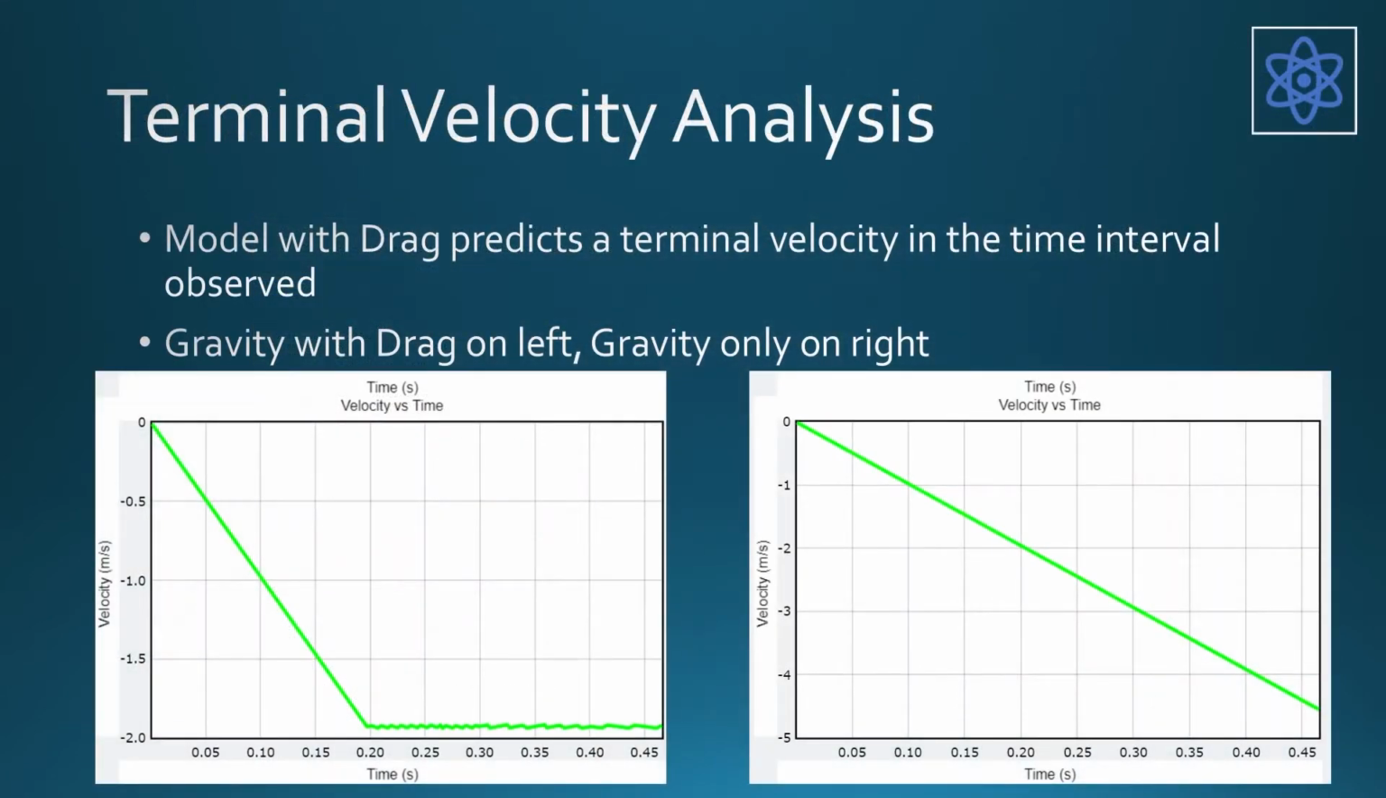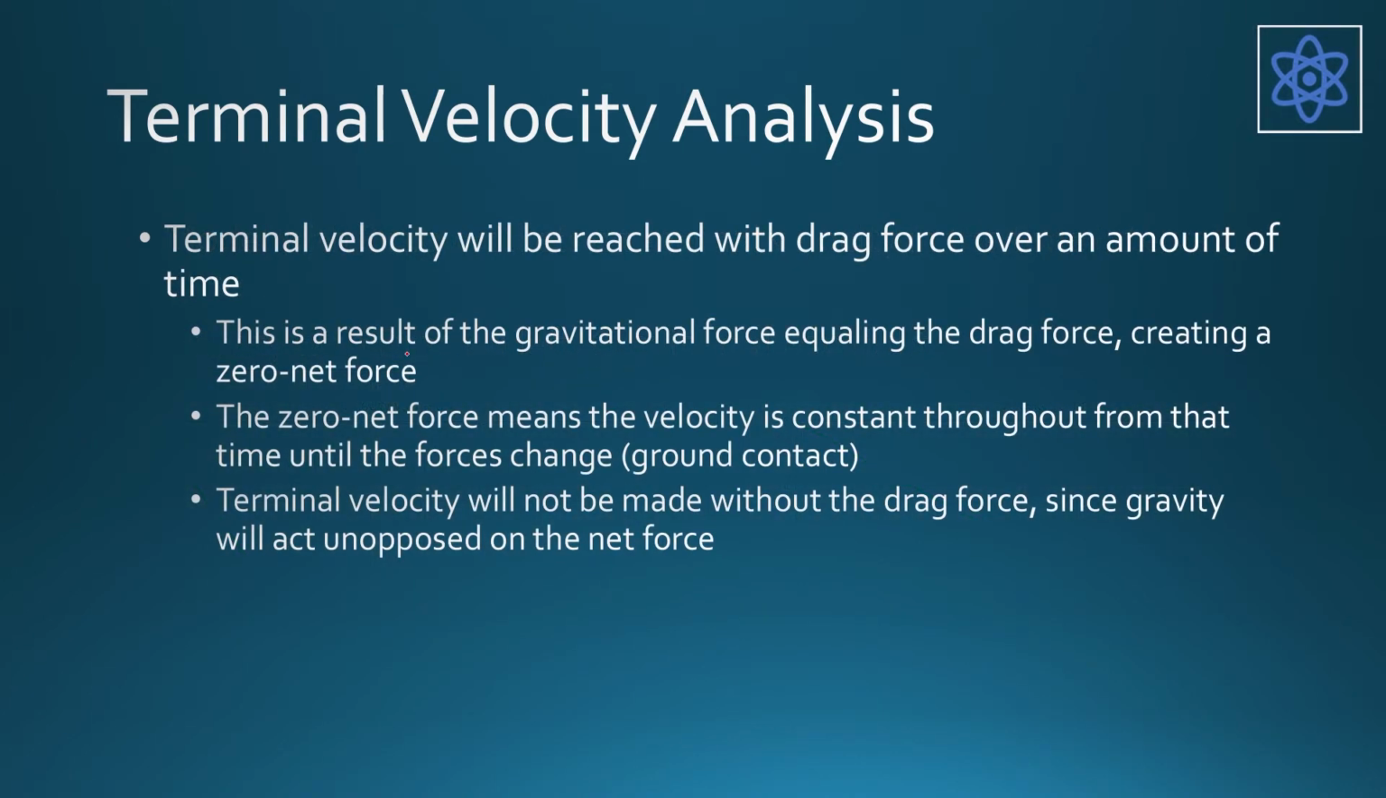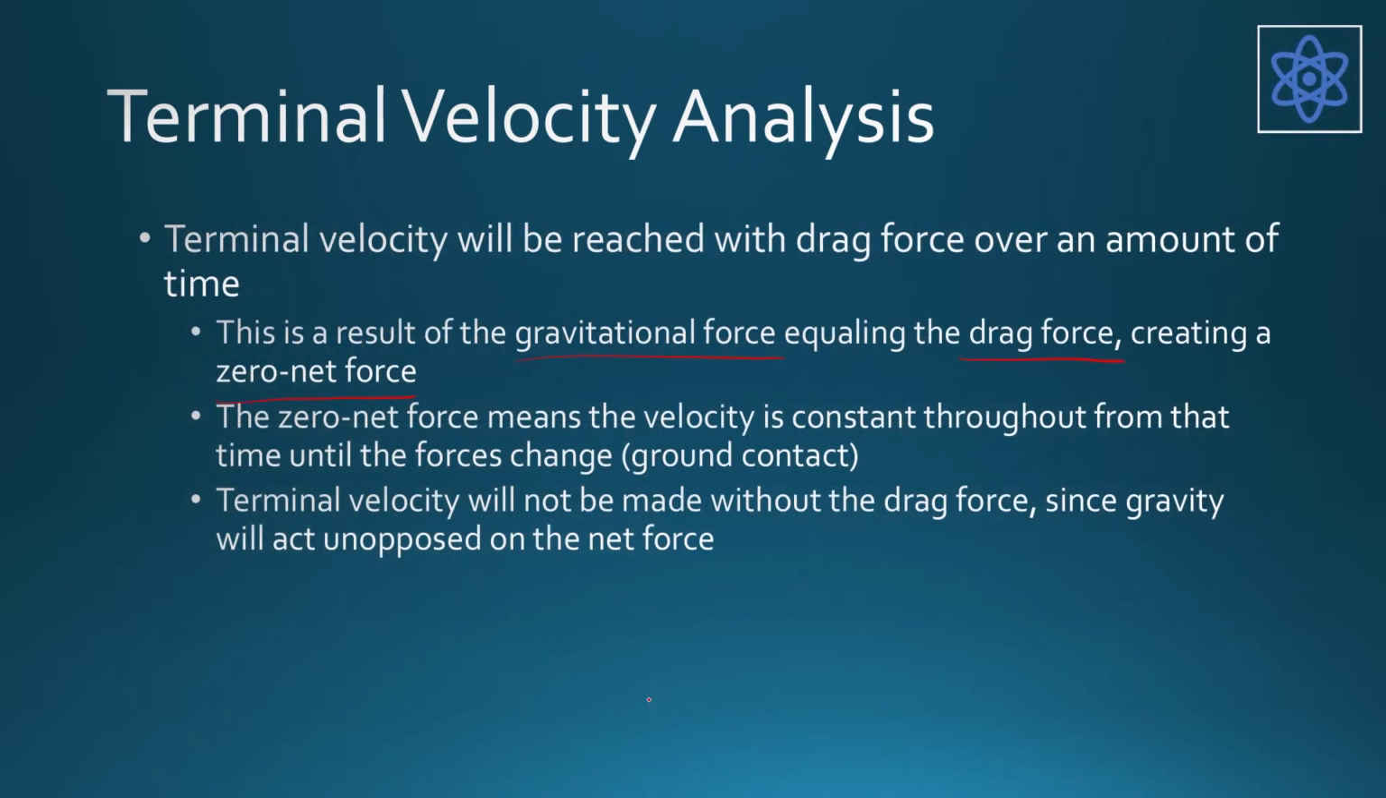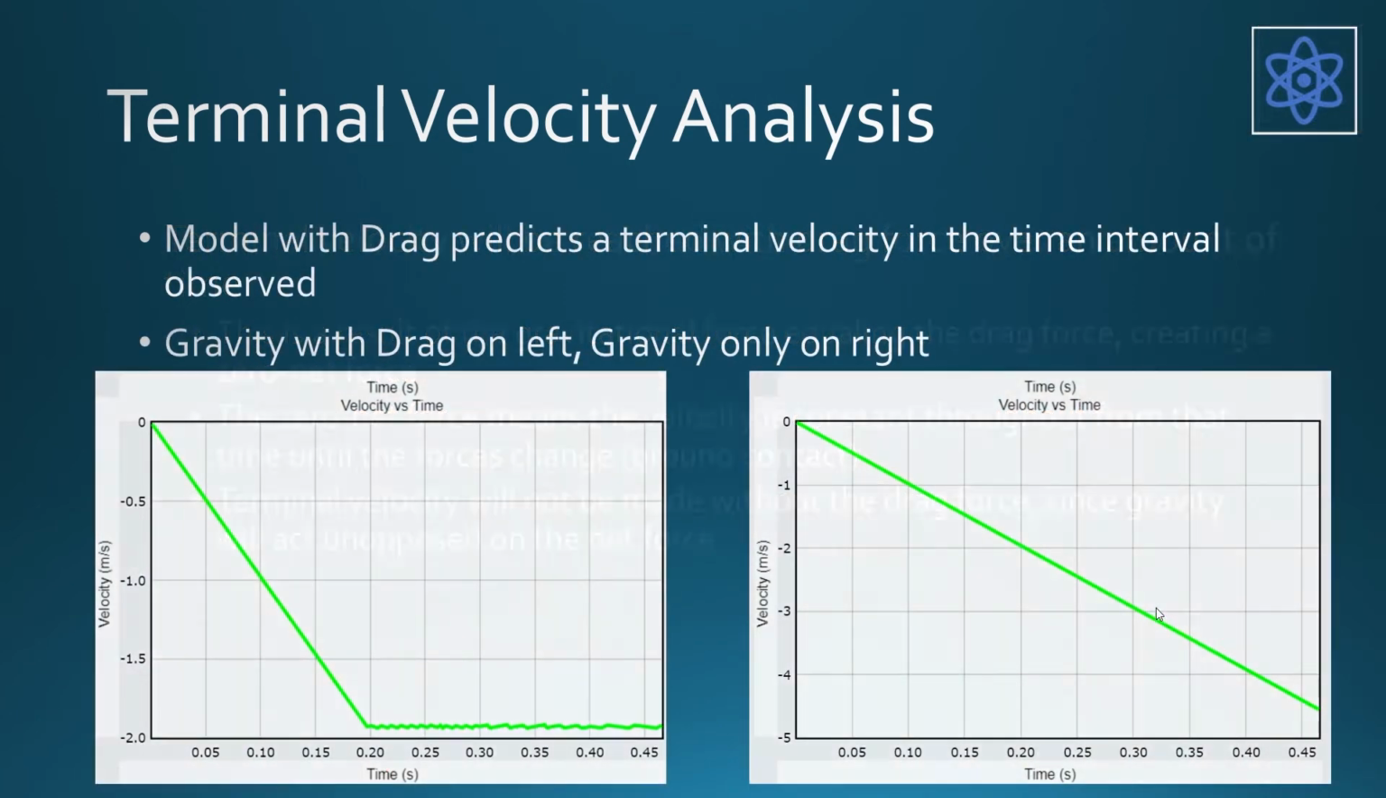Further discussing the terminal velocity, you can see that in the model with drag it was reached at about 0.2 seconds. However, the one that did not have drag did not reach a terminal velocity. This is because terminal velocity is when the gravitational force equals the magnitude of the drag force, creating a zero net force. The zero net force means that velocity will be constant. As you can see in this graph, it stays pretty much constant throughout. The terminal velocity will not be reached without the drag force, since gravity will act unopposed as the net force, as you can see in that graph.